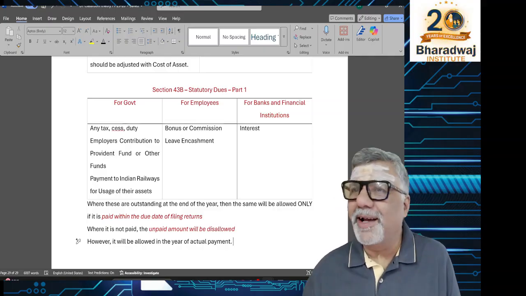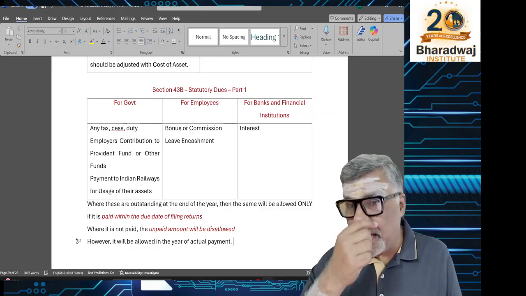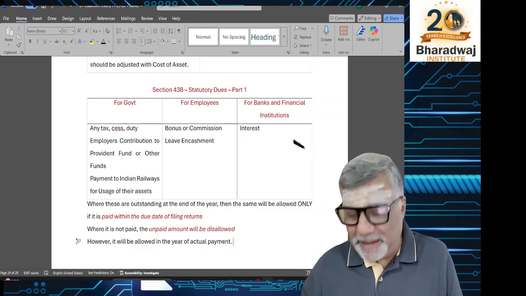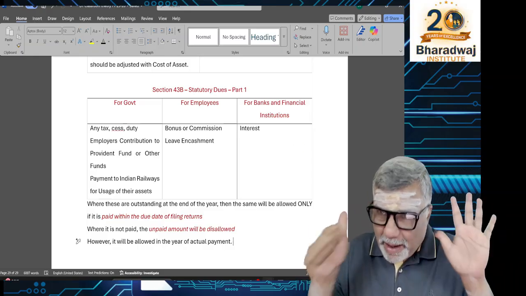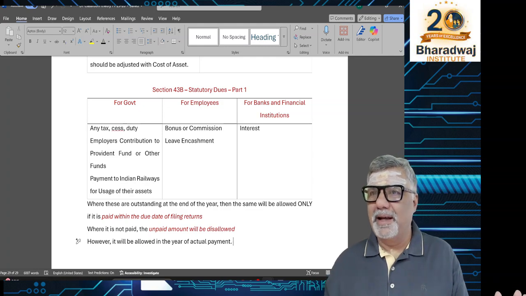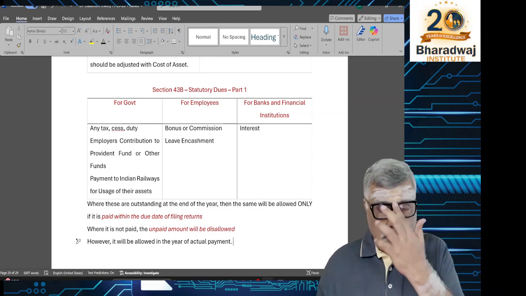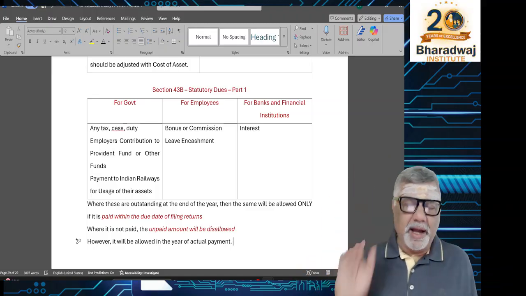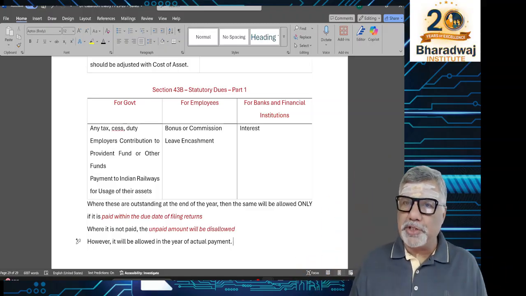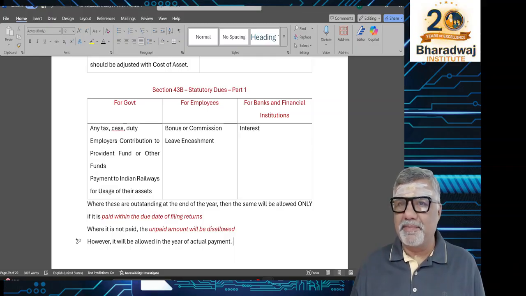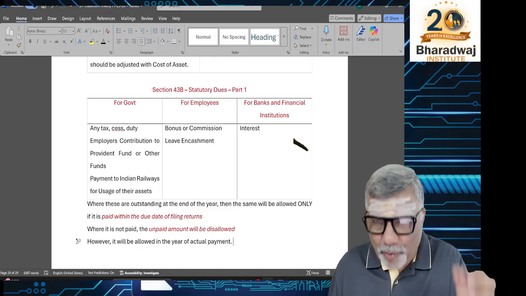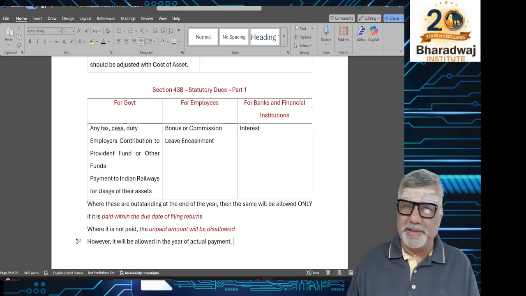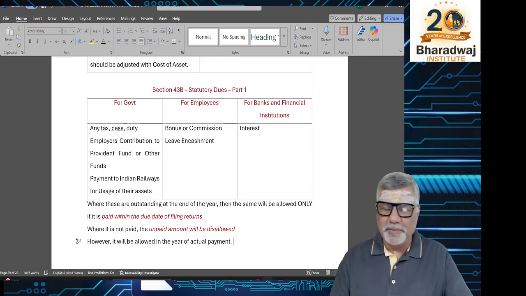Yes. It might be a statutory due under some other law, but under income tax law, part one talks about only 6 types of statutory payment, and part two is MSME. Taxes or duty payable to government, employer's contribution to PF, payment to Indian Railways, bonus or commission, leave encashment, interest. Any outstanding contractor's bill or outstanding audit fees are not covered here. Only 6 types of statutory payment. Am I clear to you? Okay.